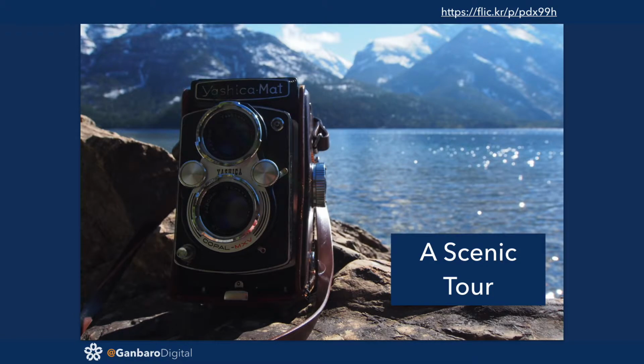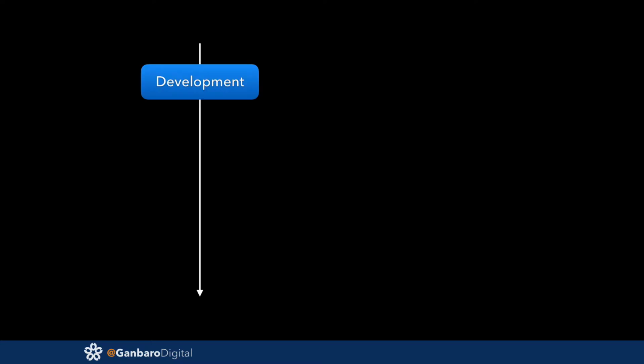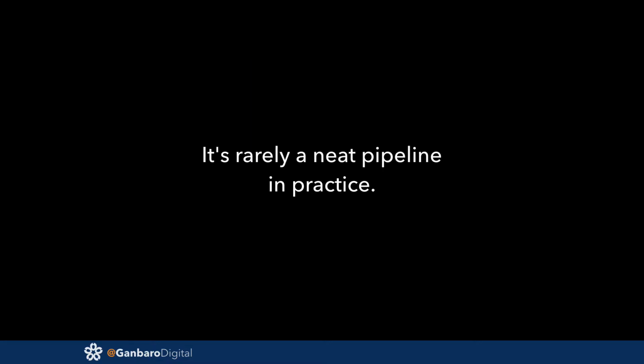Now, I did promise in the abstract for this talk that I was going to give you a scenic tour of the developer landscape and the developer workflow. And classically, it's always described as a pipeline. A pipeline involving, at a classical level, development, some form of integration, some form of testing, and then some form of deployment. That's how it's classically described. Well, I'm sure you all know, as I do, it's not like that in real life. It's never neat and tidy.